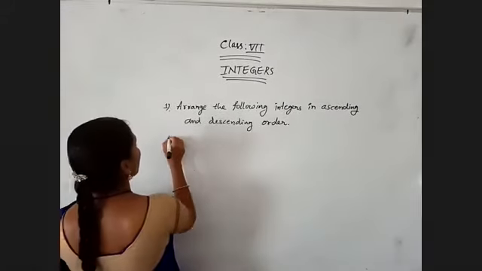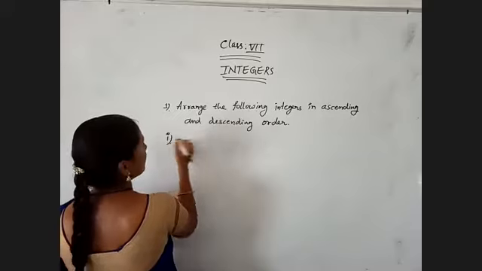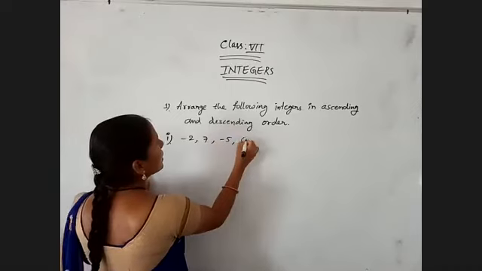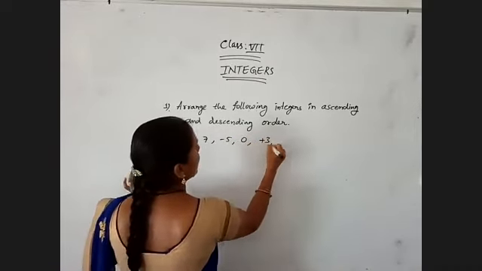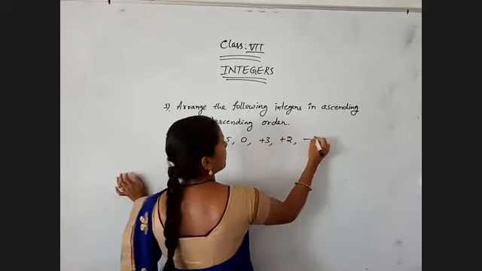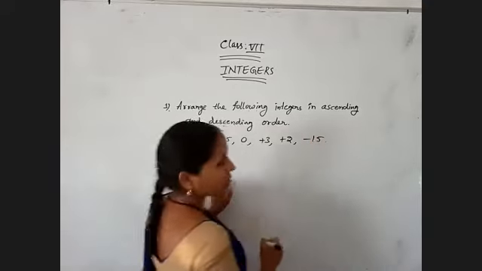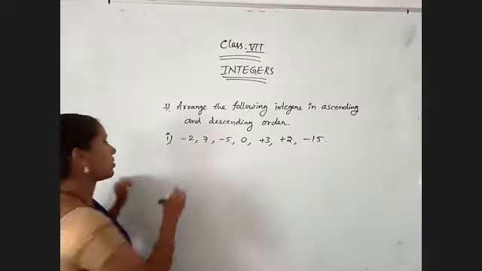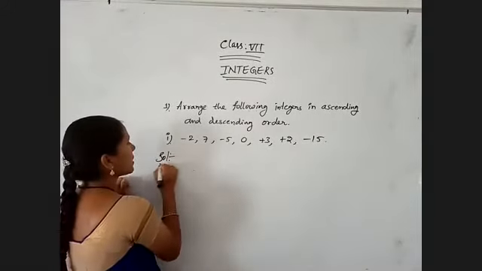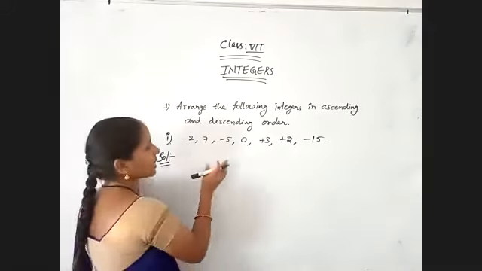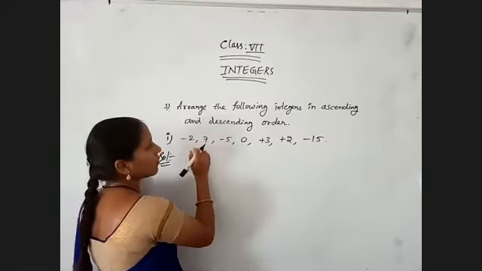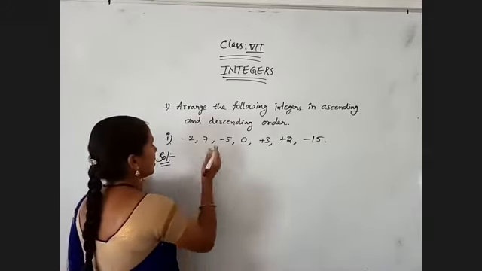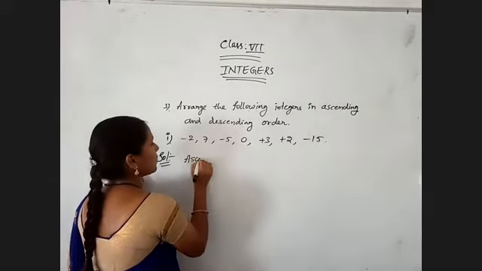Now, first I am taking the examples. Minus 2, 7, minus 5, 0, plus 3, plus 2, minus 15. Like this, I have the integers. Now I want to write them in ascending order as well as descending order. What do you mean by ascending order? We are representing the numbers in an order from small to big. Then those are called ascending order.